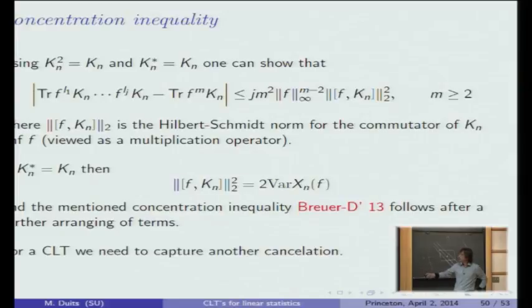So now you can estimate all these cumulants in terms of the variance only, and this gives you the concentration inequality that we had before. Okay, so this is what we do to get the concentration inequality. But it's not sufficient yet, because we want to go to the central limit theorem, and for the central limit theorem, we just need to add some extra steps.